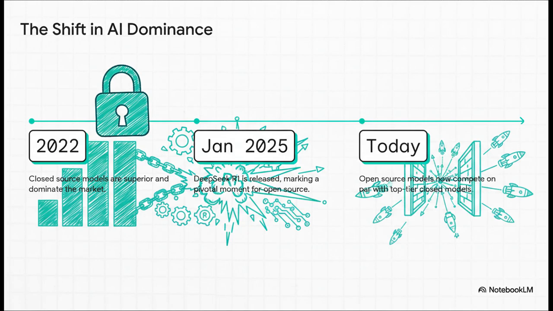Just a couple of years ago, this wasn't even a real discussion. Closed source models were just better. But that all changed in early 2024 with the release of DeepSeek. This was a really powerful open source model that could finally go head-to-head with the big guys. And that single release kicked off a whole new era of competition and innovation.